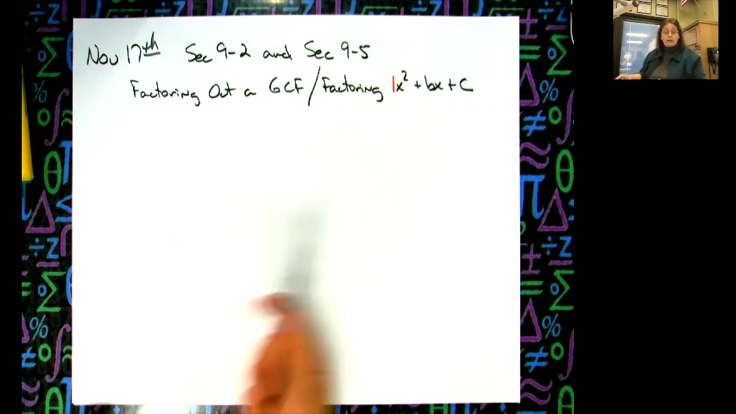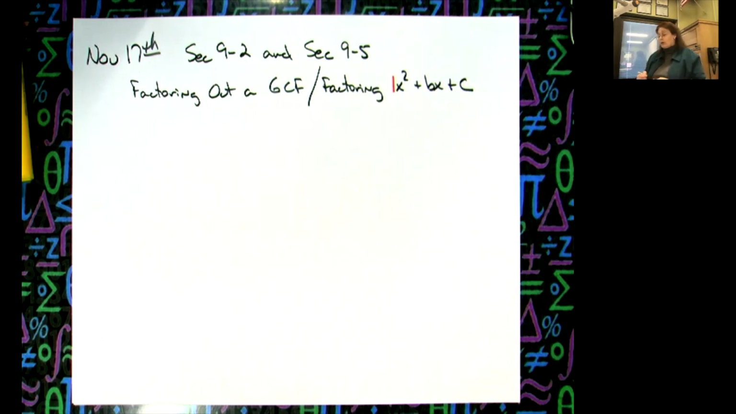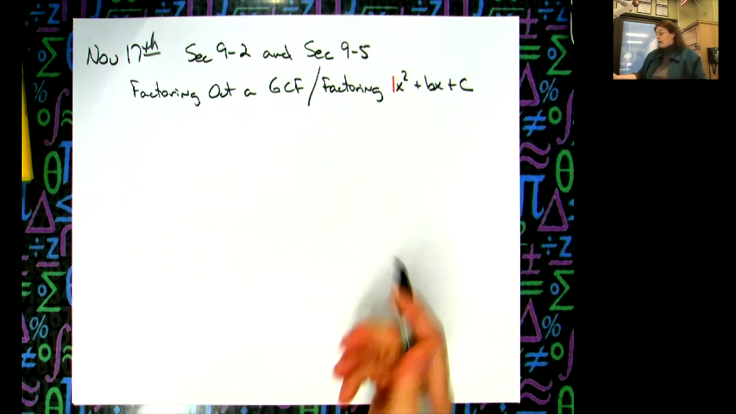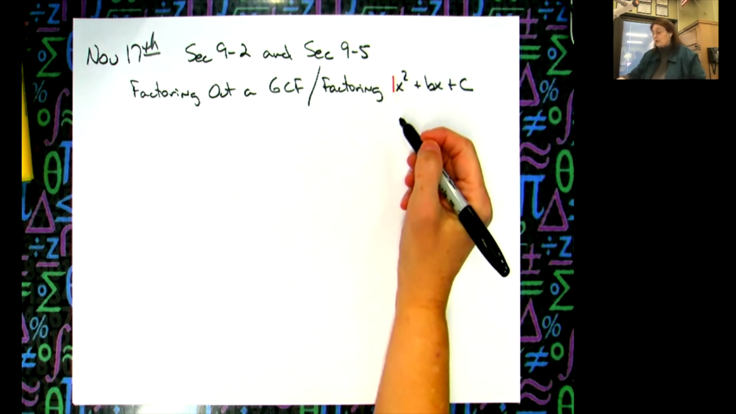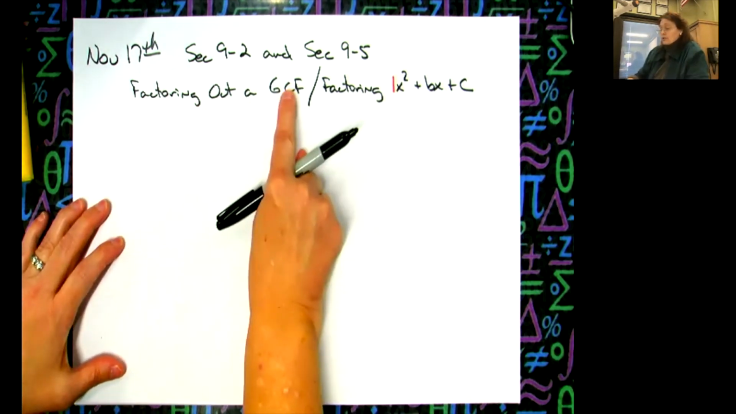So today we're just going to take a look at two main things. Okay, we're going to factor out a greatest common factor, and we're going to factor our trinomial that has a leading coefficient of 1. Those are what we're going to look at. All right, now we're going to start first with this GCF.